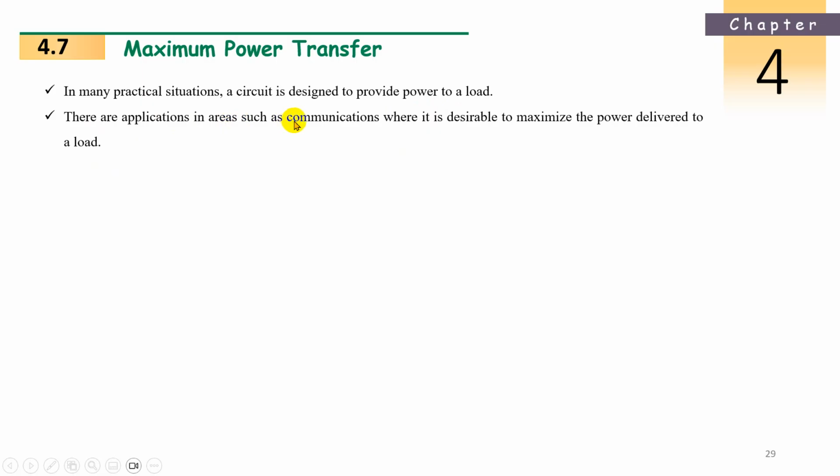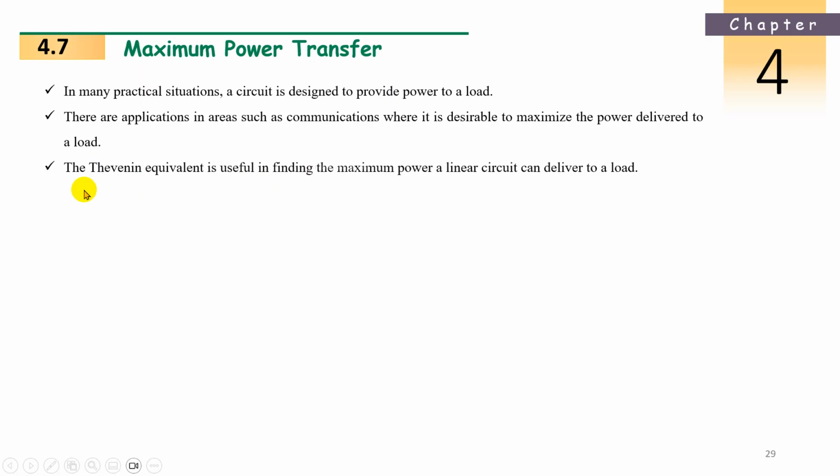There are applications in areas such as communications where it is desirable to maximize the power delivered to a load. Meaning, in communication networks, we always think the power should be delivered maximum during its working. So how do we find that? Thevenin's equivalent is useful in finding the maximum power a linear circuit can deliver to a load. We have two options, Thevenin's and Norton's. Thevenin's is always useful for finding the maximum power. If you have Norton's, no problem, but by using source transformation you have to convert it to Thevenin's, then you can find the maximum power.